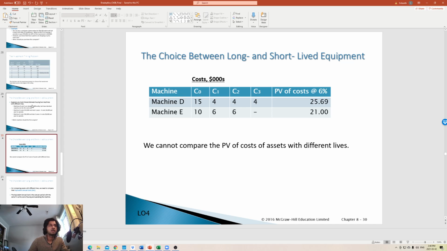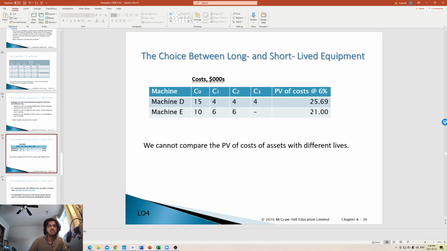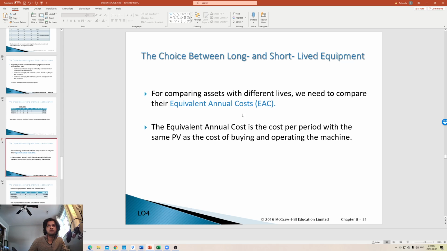Remember, in machine D and machine E, these are all costs. This is not a net present value and not a positive cash flow. You buy this machine and it still costs a bunch of money, and here you're buying the machine and it still costs a bunch of money to operate. So assume the present value of the benefits on an annual basis is the same. Here, we cannot compare the present value of costs with different lives. Because of this, we compute something known as the effective annual cost.